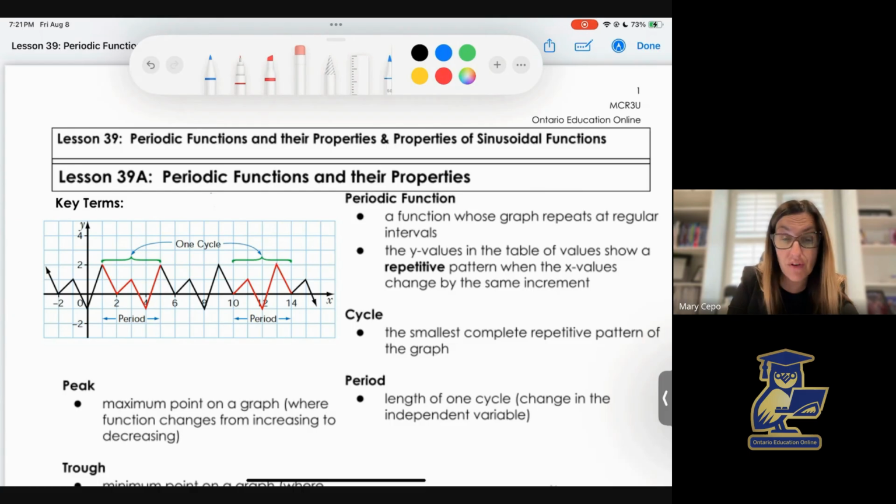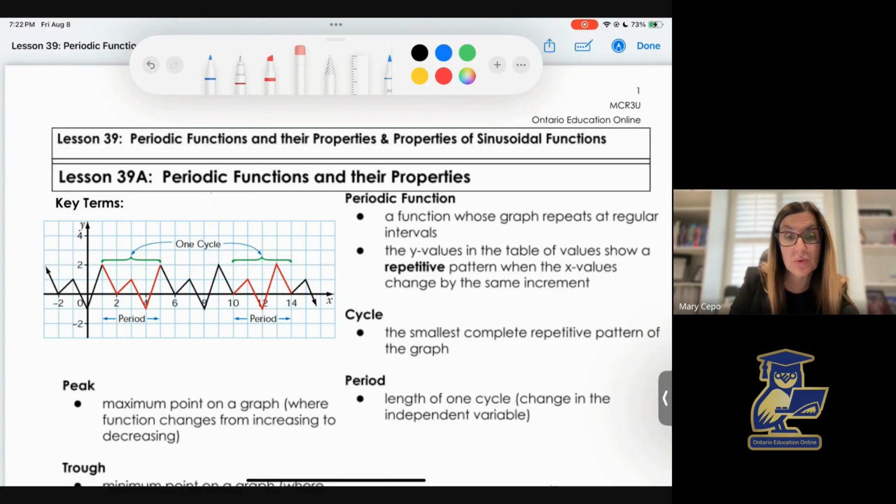The graph provided is an example of a periodic function. The y values in the table of values of a periodic function show a repetitive pattern when the x values change by the same increment. If you notice on the graph, one cycle, which is in red, then it repeats itself again in black, then it repeats itself again in red. So it continues, continues, continues.